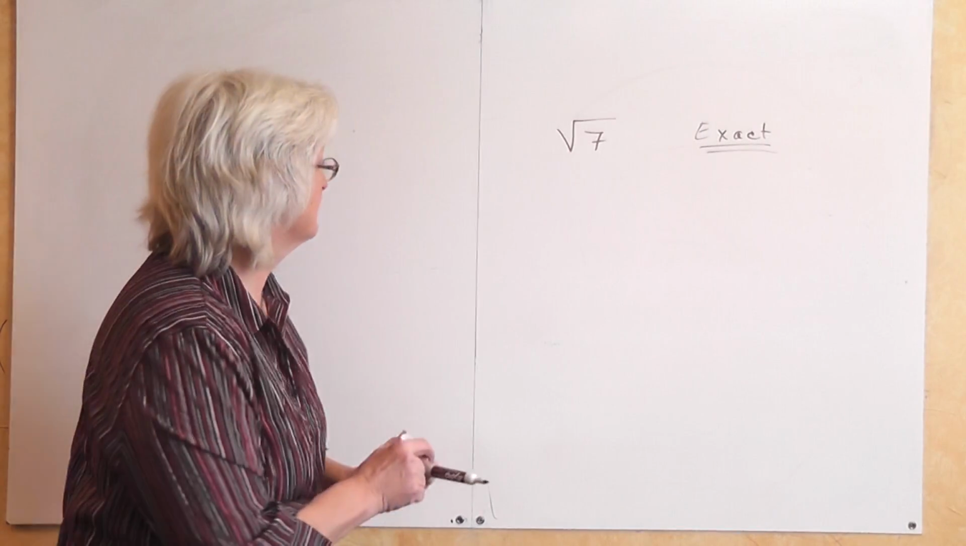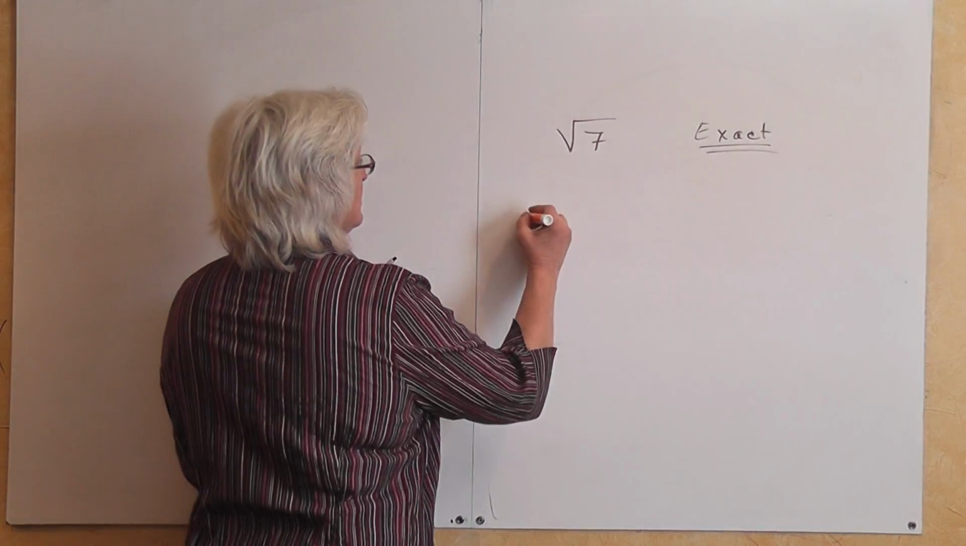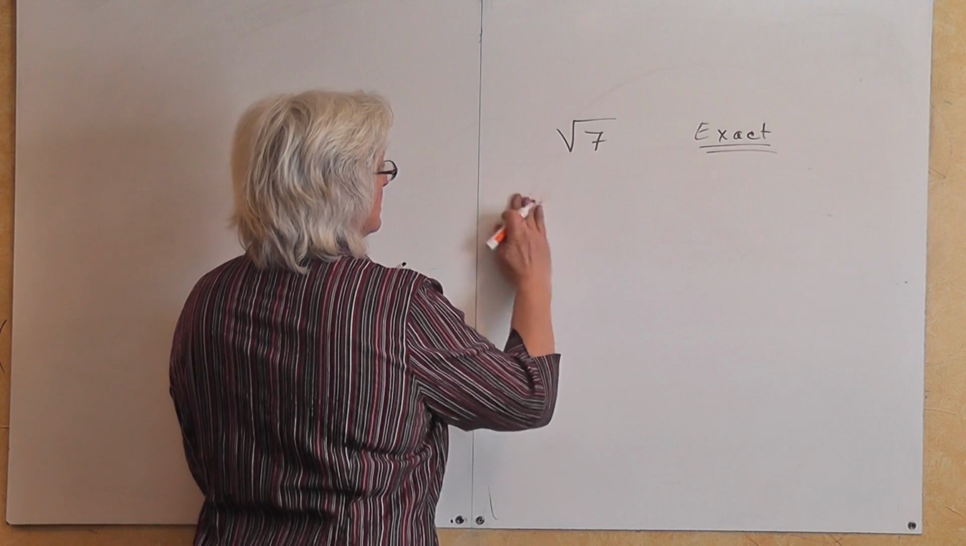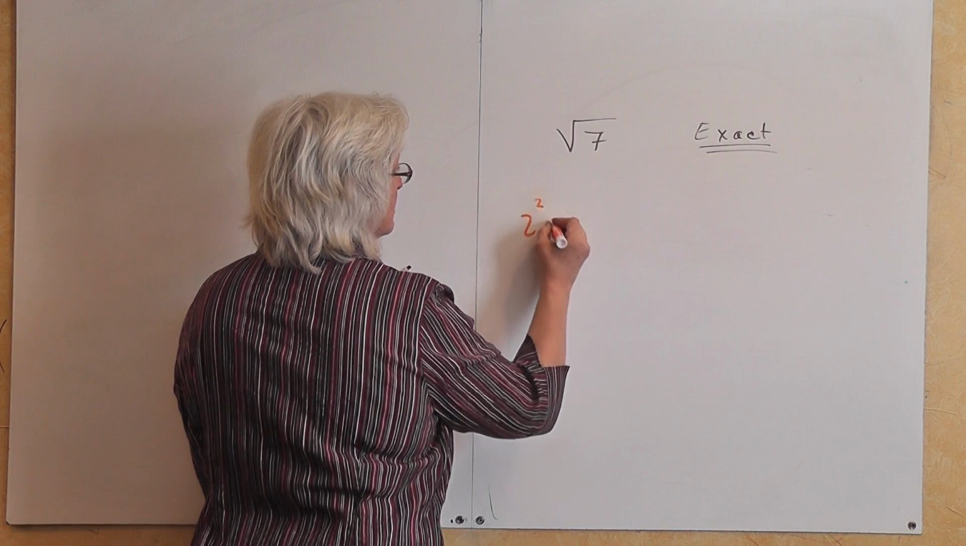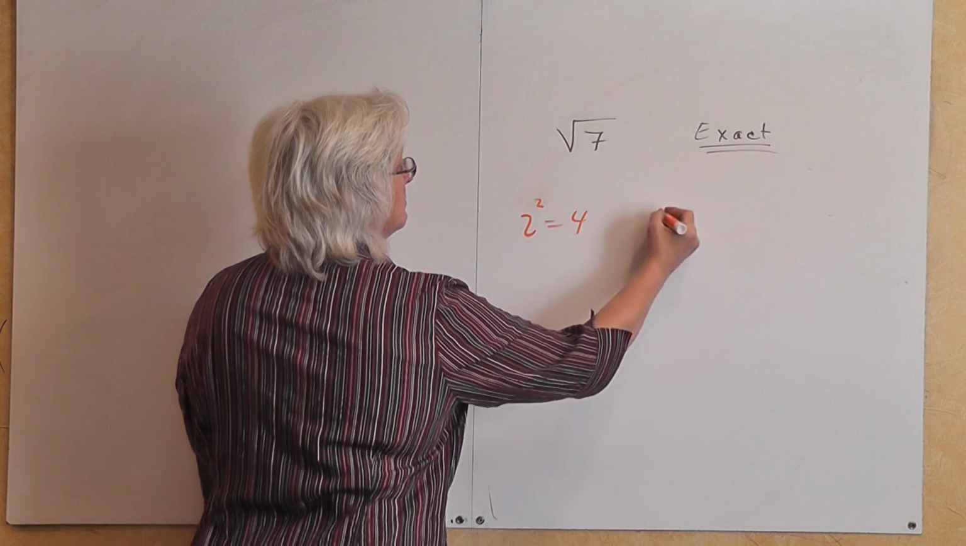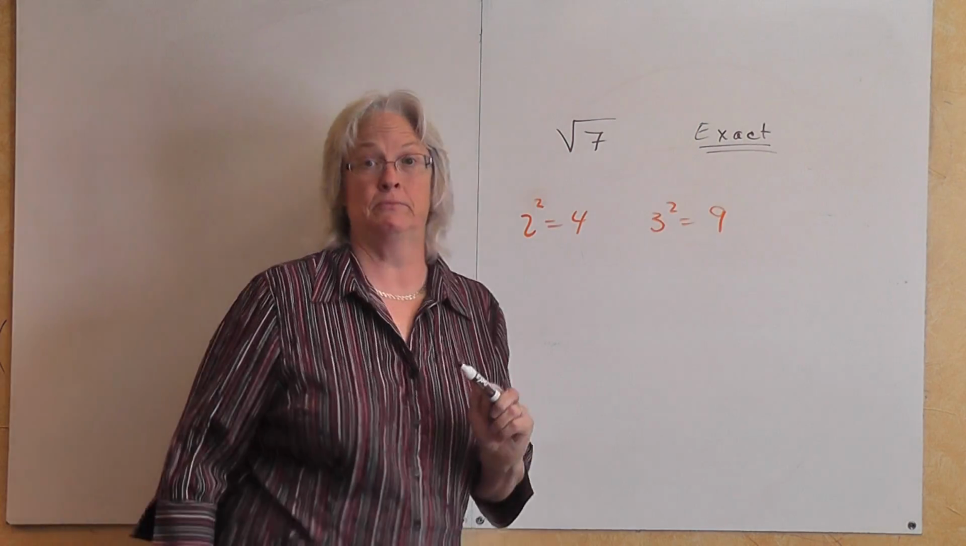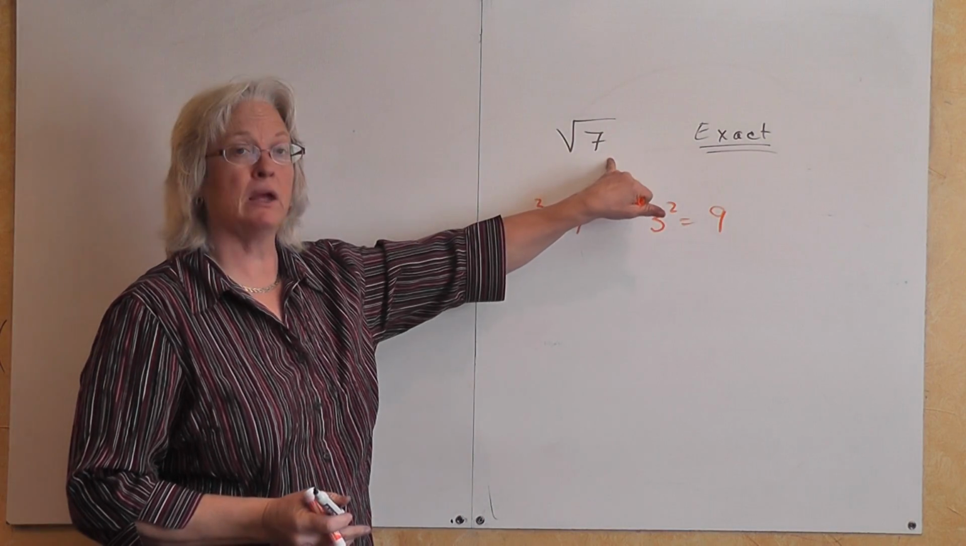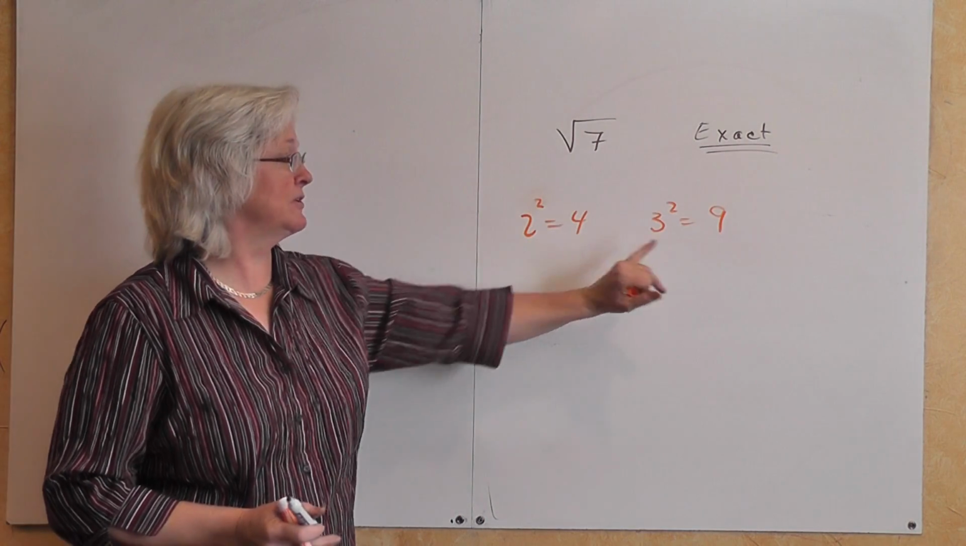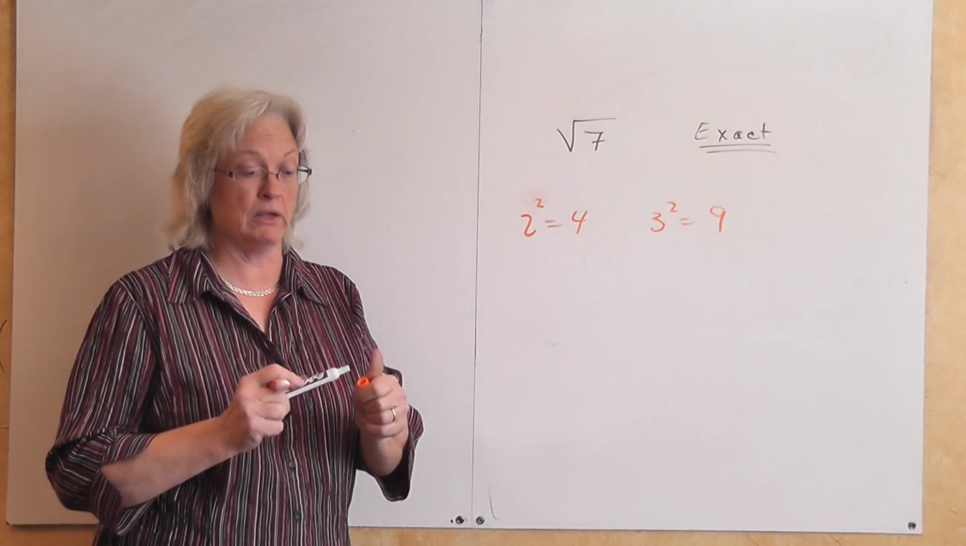Well, let's think. 2 squared is 4. 3 squared is 9. Our radicand is 7, so 7 fits right in between 4 and 9, doesn't it?